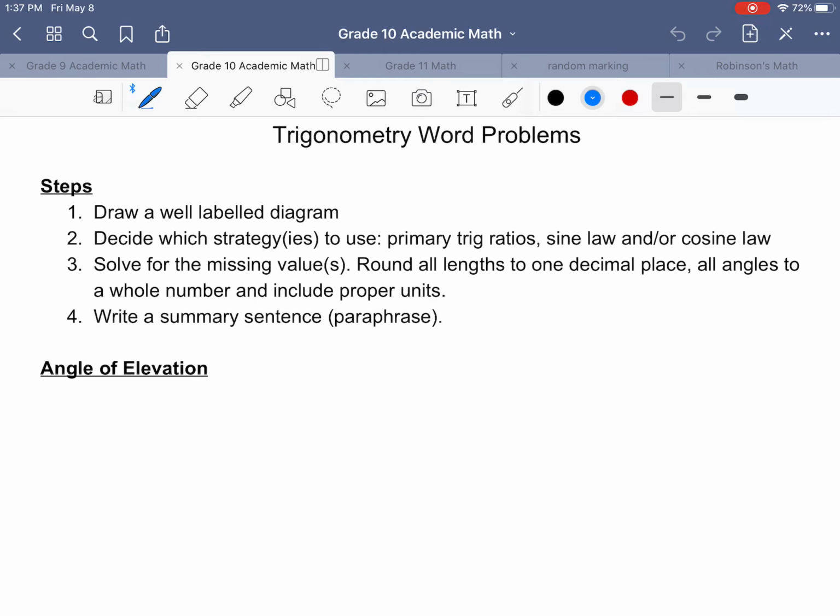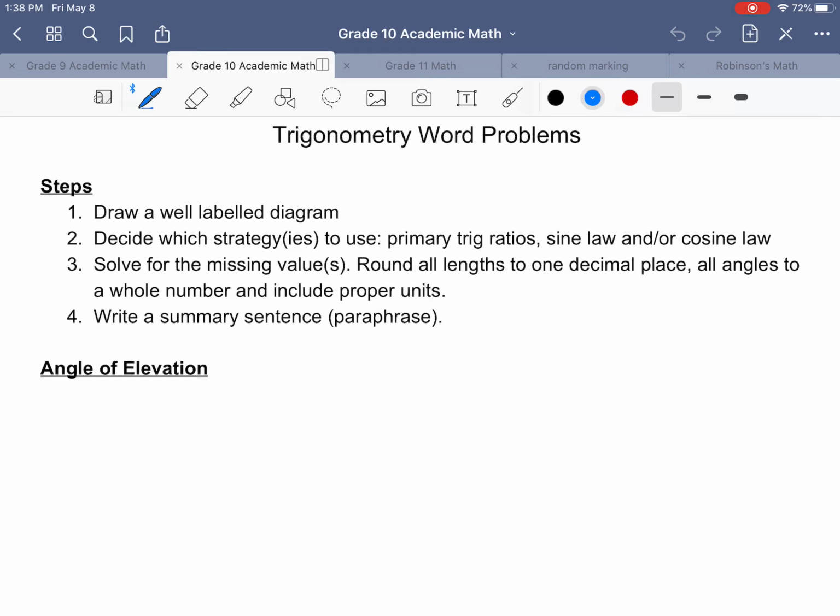Step two, decide which strategies to use: primary trig ratios, sine law, and/or cosine law. You may need to use a combination of the different strategies that we've learned so far. Step three, solve for the missing values. Round all lengths to one decimal place, all angles to a whole number, and include proper units. The question may say to round to something different, and that's okay, just follow the question, but as a default, lengths to one decimal place and angles to a whole number. And lastly, we want to write a summary sentence or to paraphrase to just sum up our findings.